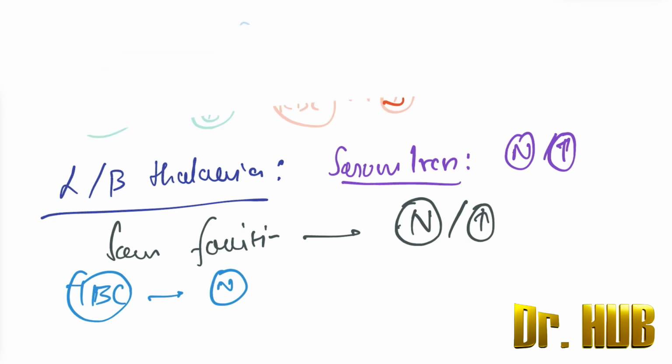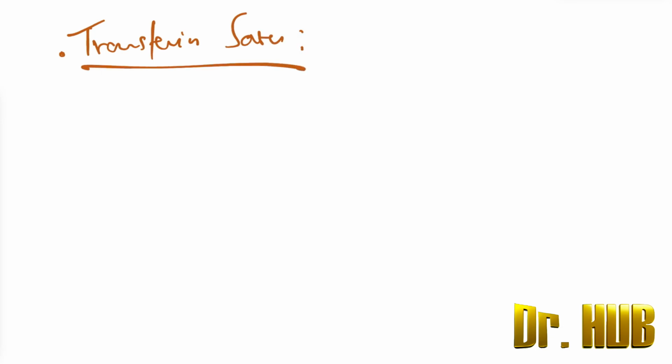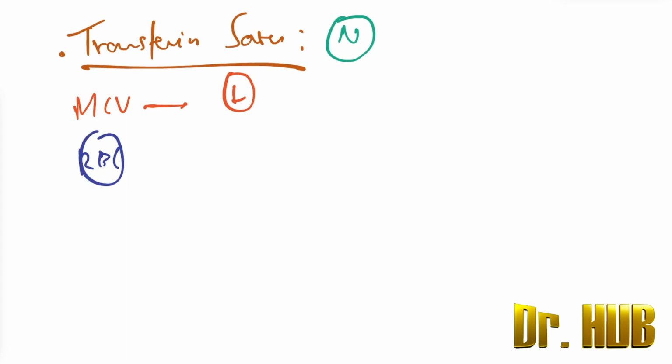And then let's look at the transferrin saturation. The transferrin saturation is normal. Then looking at the MCV, MCV is going to be decreased just like the iron deficiency anemia. The RBC in alpha and beta thalassemia is going to be normal or it is going to be increased, whereas on the contrary, in the iron deficiency anemia the RBC count was decreased.